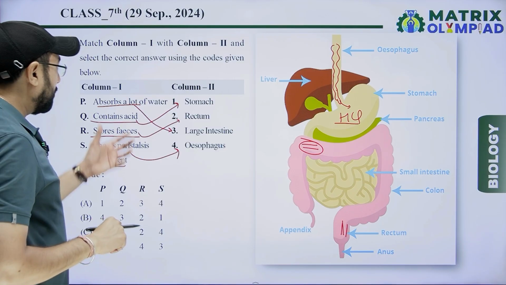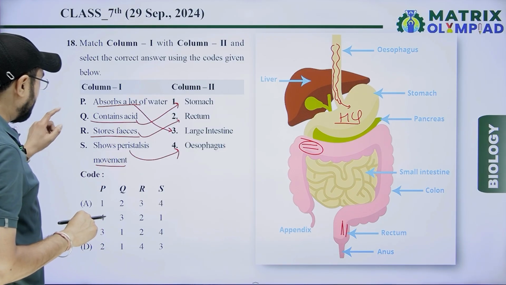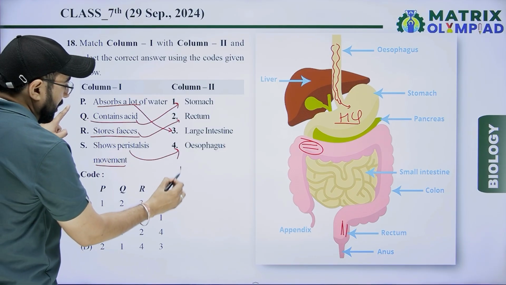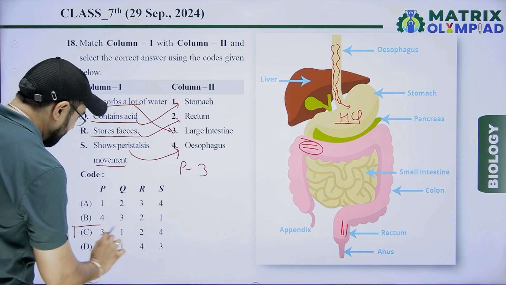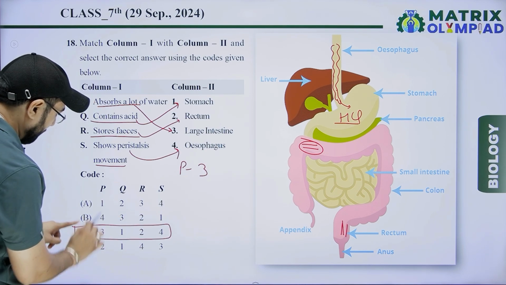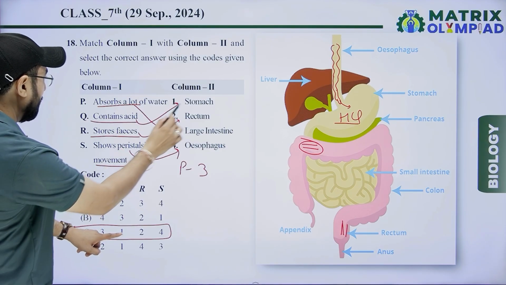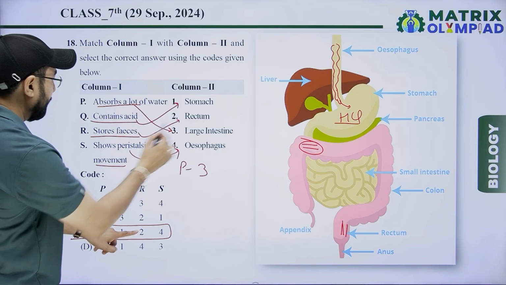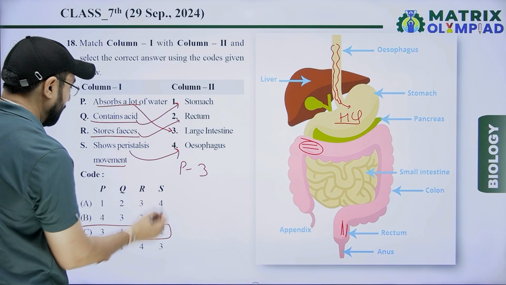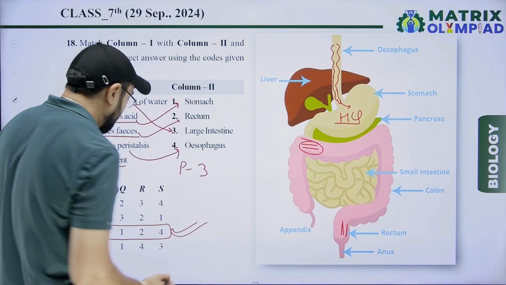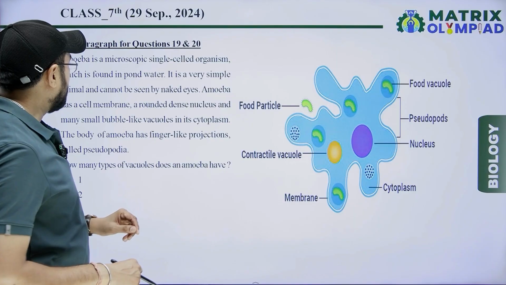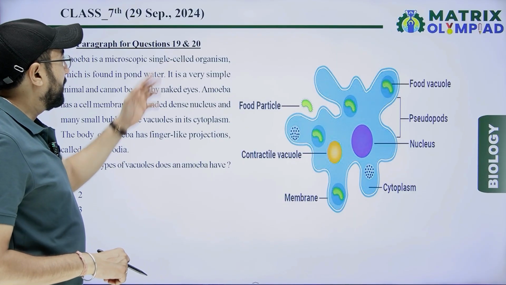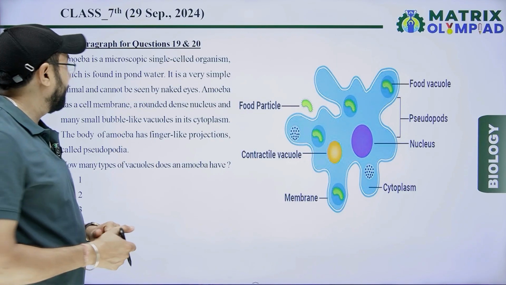So according to the column, our right answer is P third, Q1, R second, and S 4, which is option C. So the correct answer is option C. Next question is paragraph 4, questions 19 and 20.